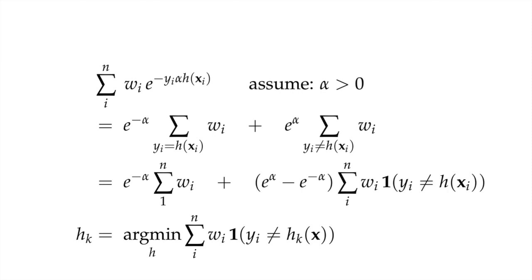But this summation is just the weighted misclassification error. So the optimal classifier to add at each stage in AdaBoost turns out to be the one with the minimum weighted misclassification error, and that's exactly what our training process will produce. The one thing that remains to do is to calculate the prediction weighting alpha k.